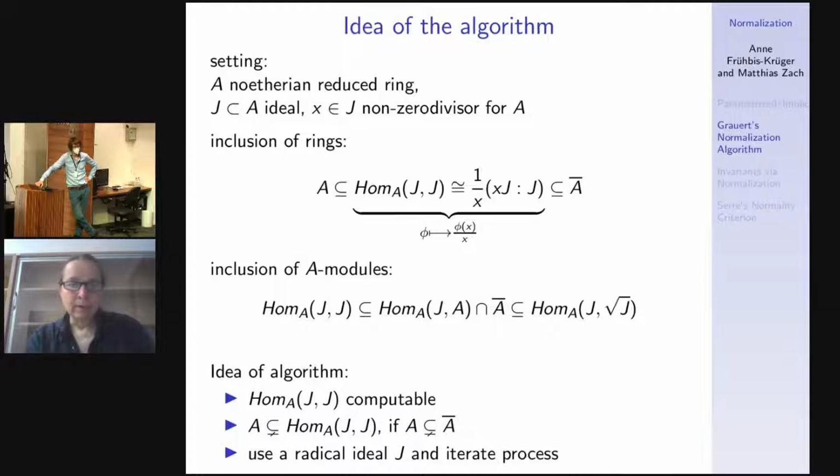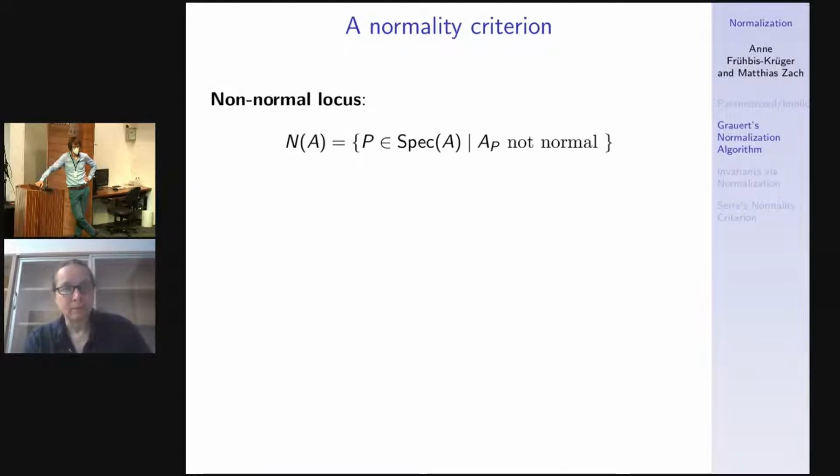And of course, the radical is computable, and that is how we get to our normalization. That's the idea of the algorithm.